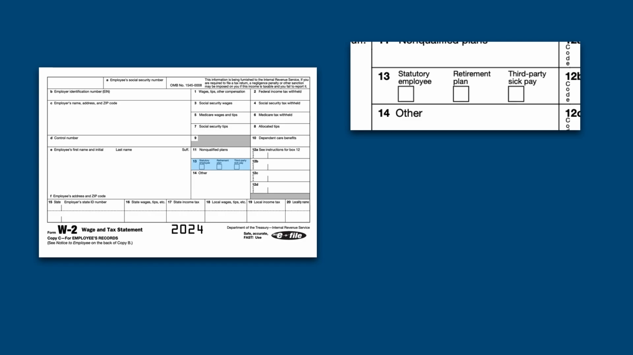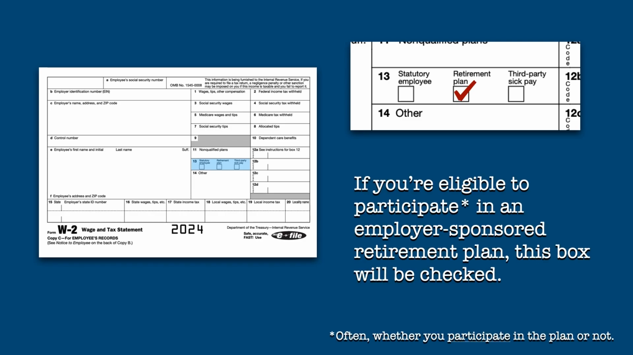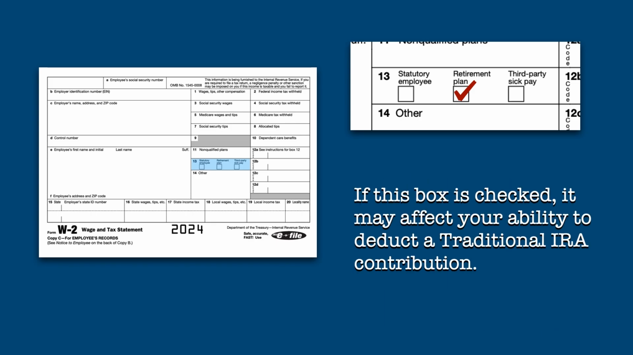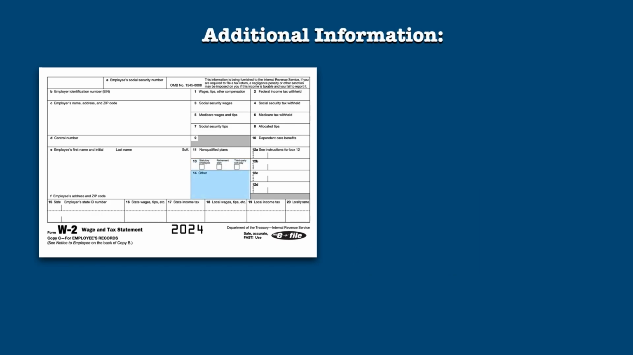In Box 13, you'll most often see the retirement plan box checked. If you're eligible to participate in any employer-sponsored retirement plan, this box will be checked. If this box is checked, it may affect your ability to deduct a traditional IRA contribution. Box 14 provides any additional information your employer thinks you should know.